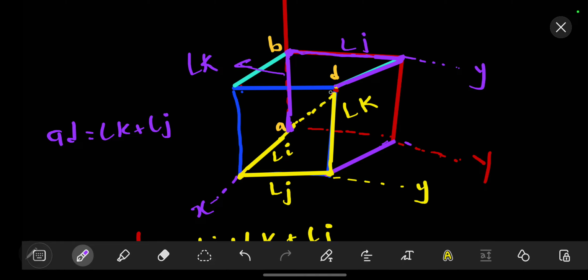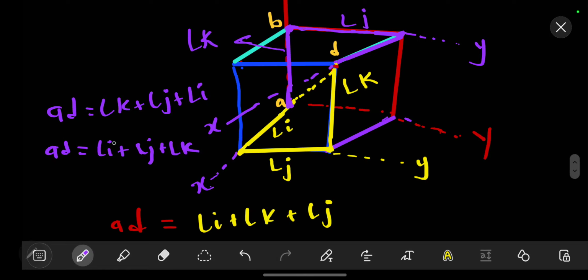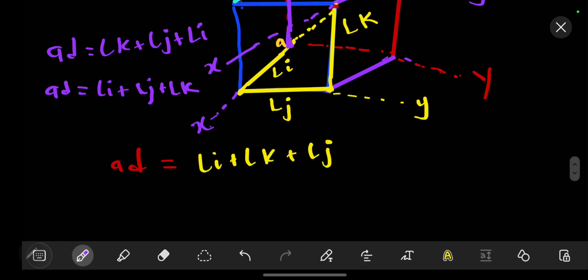Now this component, when you extend it, if this is X, automatically this one will also be X. So we can say plus Li, which can be written in an orderly manner beginning with the X component. It will be Li plus Lj, then plus our Lk. So already, even if you used another route, it will still be the same answer.